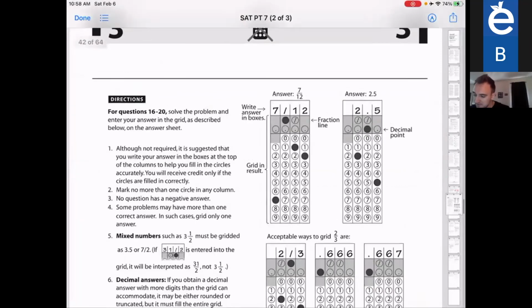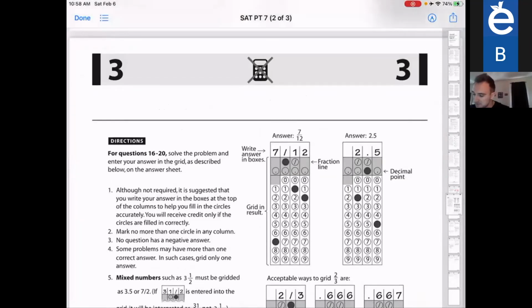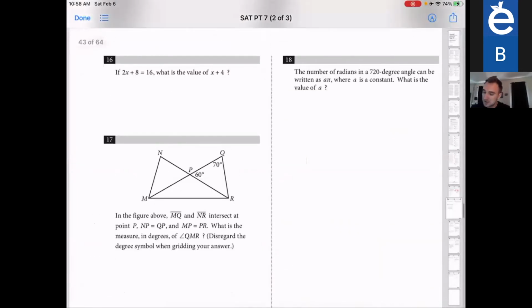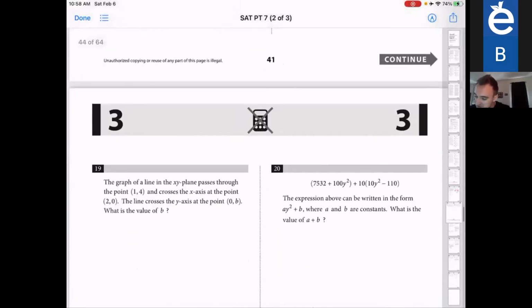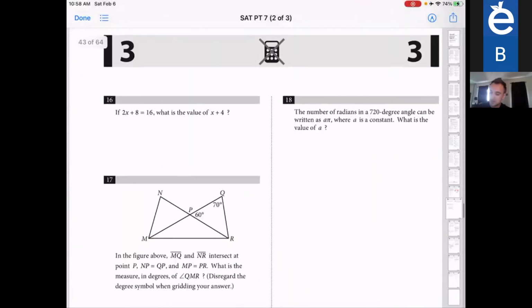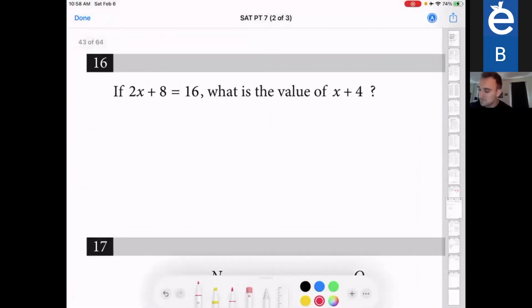Okay, moving into the grid-in. I think they call these the grid-in type problems. We got 16, 17, 18. Yeah, we got about 5 questions here. Let's finish this up. Number 16, this one's pretty straightforward.